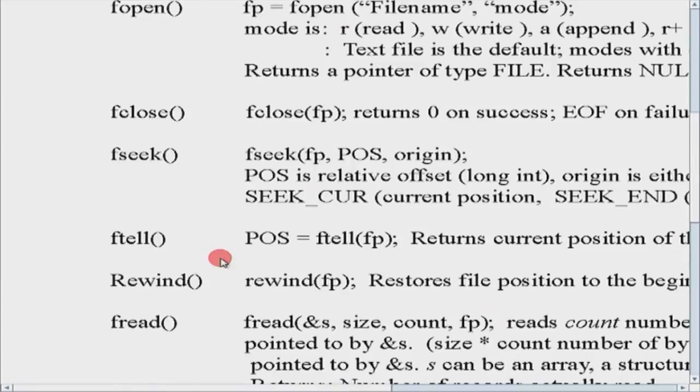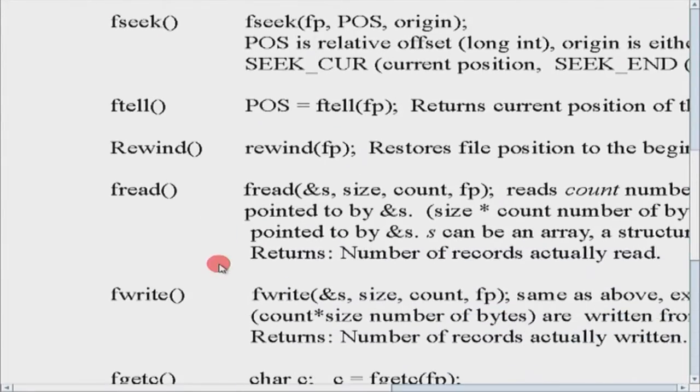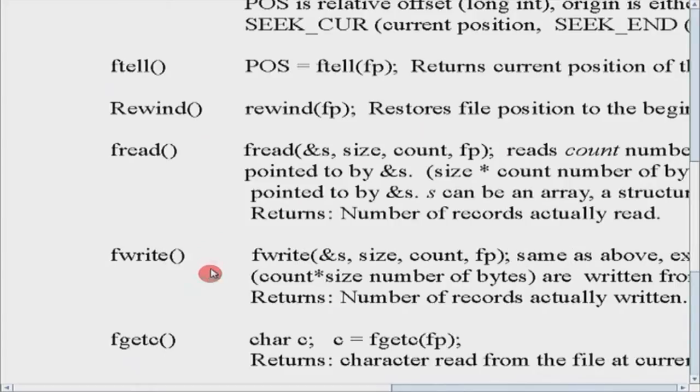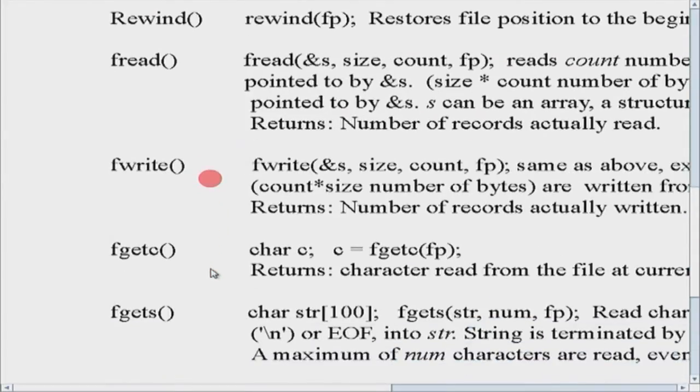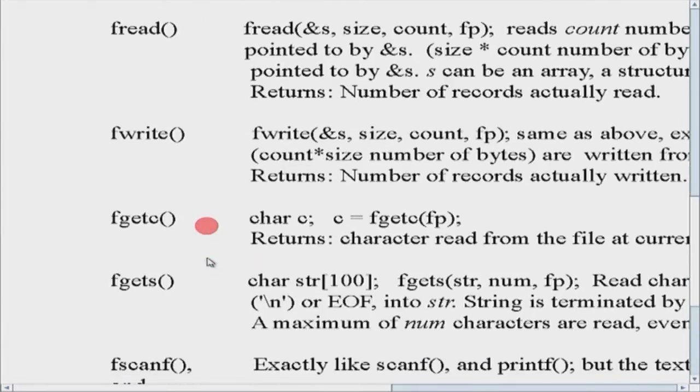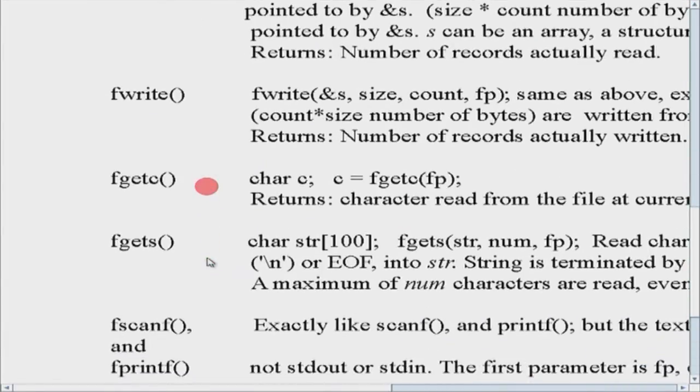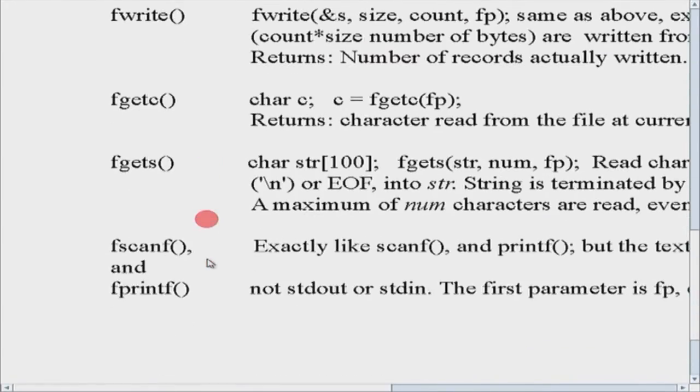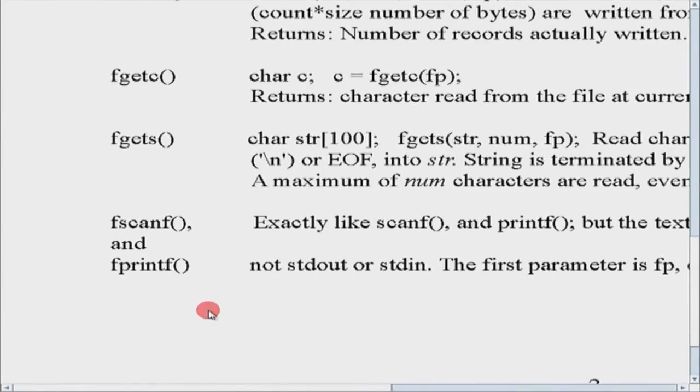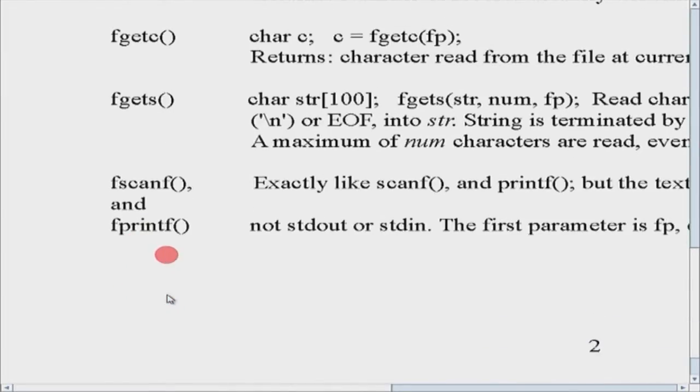A rewind will bring the position back to zero. fread and fwrite are the two functions which read and write records in the binary file. The normal standard functions that you have, gets or getline or getc, etc., are available in this library so that you can handle the text which comes from a file instead of being typed on the keyboard. fscanf and fprintf are the file related functions of scanf and printf. As I said, scanf will work on keyboard input, printf will produce an output on your screen, but fscanf and fprintf will read and write respectively on text files.